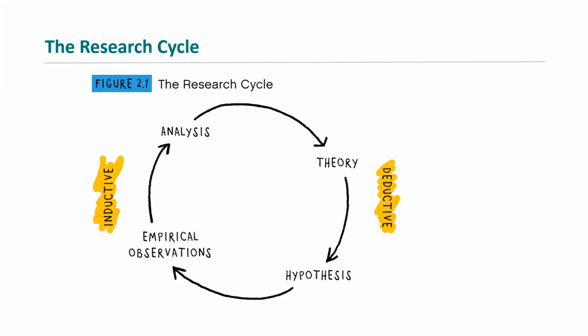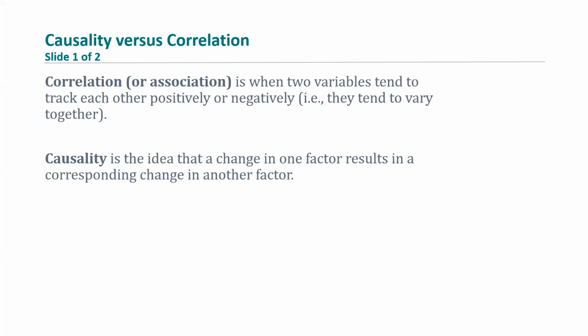What we see here is the research cycle. In an inductive approach, again, we are going to be starting with the empirical observation, analyzing our observations, creating a theory, and then a hypothesis. In a deductive approach, we think of a theory first, then come up with a hypothesis, then do empirical observations, and finally analyze those empirical observations.